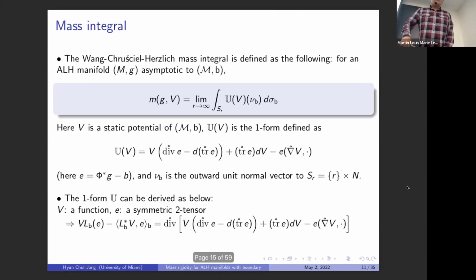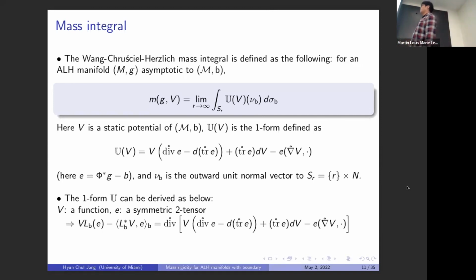This one-form has an actual physical motivation using the Hamiltonian formulation and everything, but I think this one is a more geometric way to see it. When you have a function and a symmetric 2-tensor, you can evaluate this linearization this way: V times L_B E and L_B star V times E, pairing them with the metric B. When you look at the difference, you get this divergence form. So this one-form U_V is what you take out of this divergence form here.